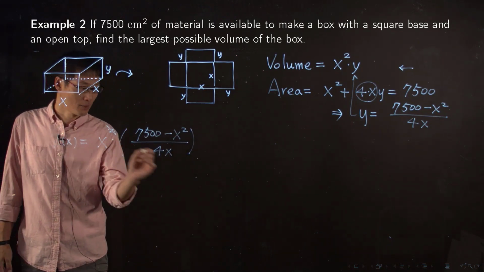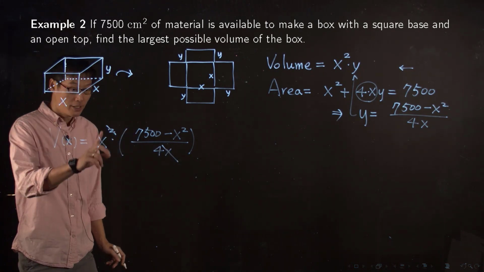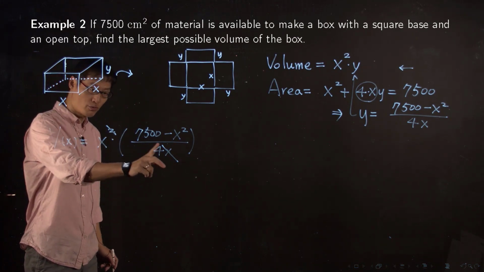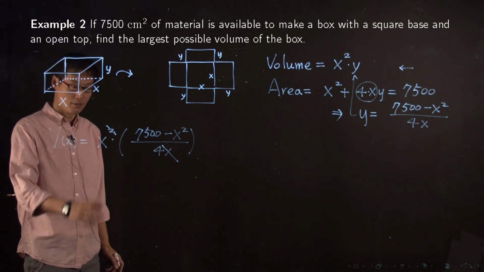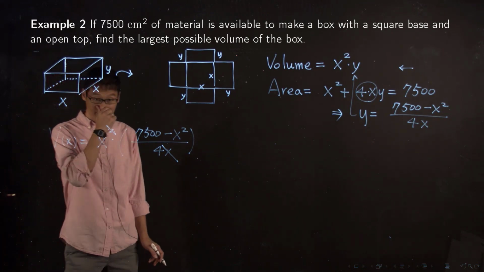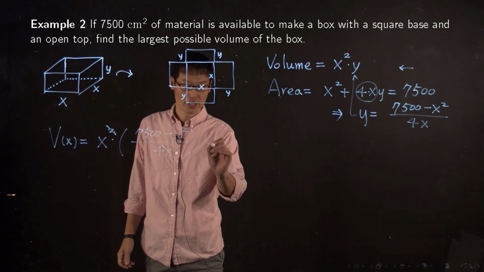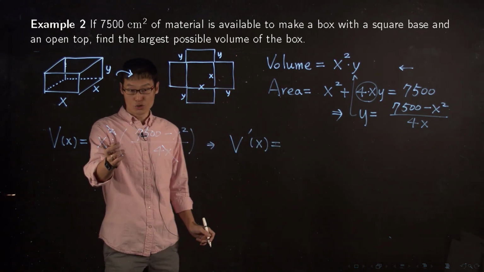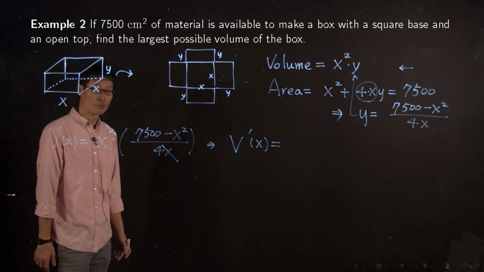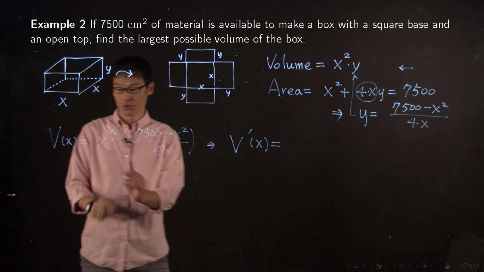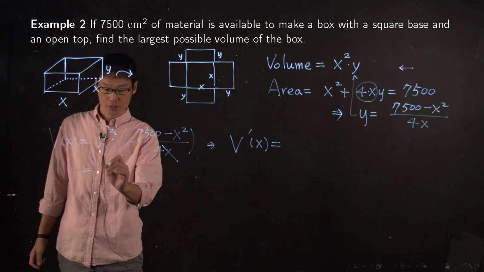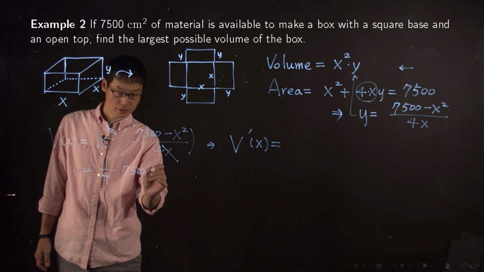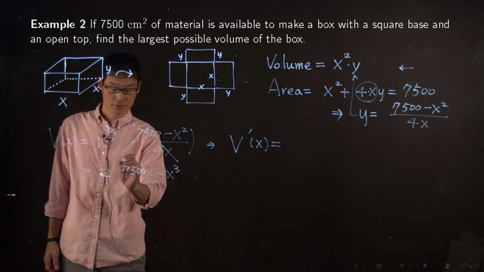Well, after canceling one copy of x, we have x times a quadratic function. Well, 1 over 4 is just a scalar. Basically, we have a quadratic function, so we can take the derivative. You can distribute, or you can use the product rule. If you distribute, we have 1/4 times 7,500x minus x cubed.